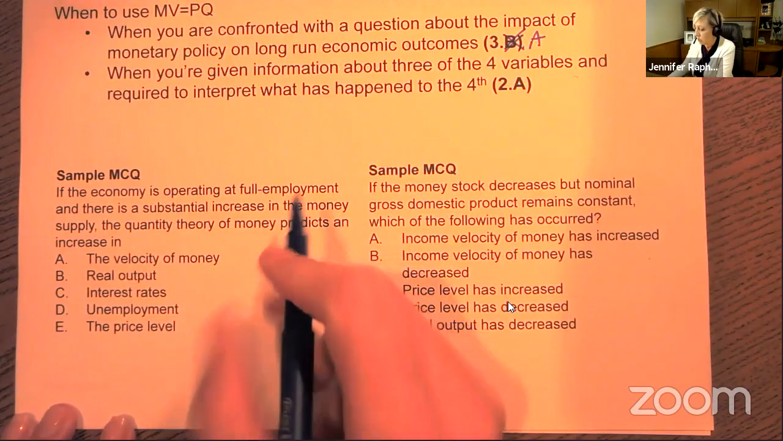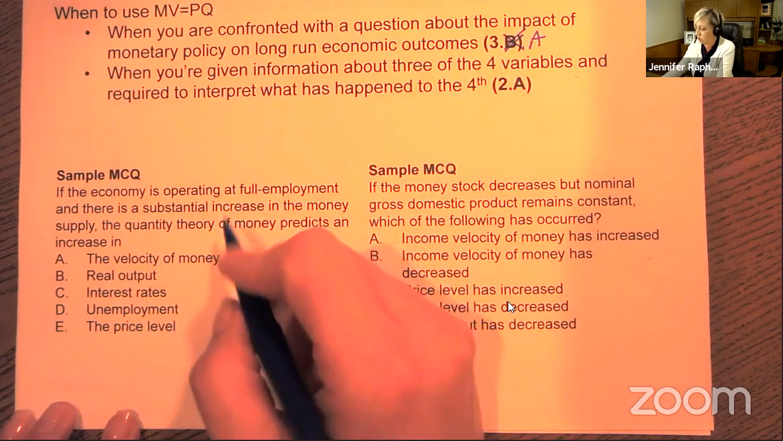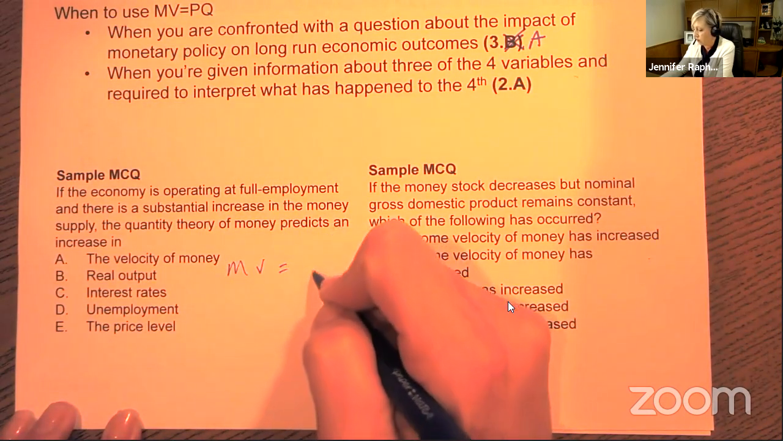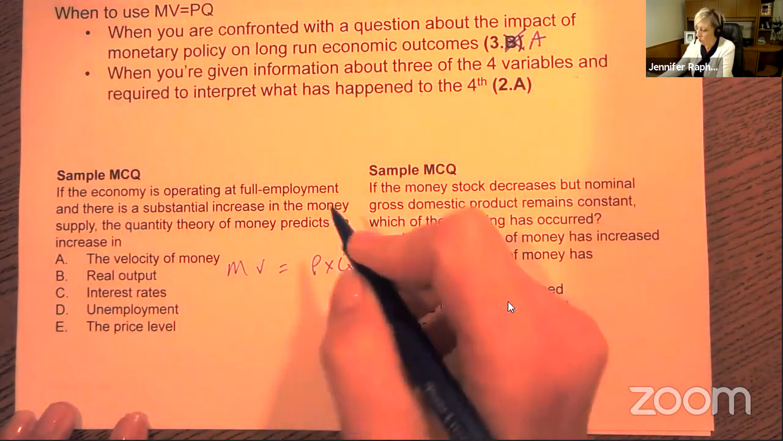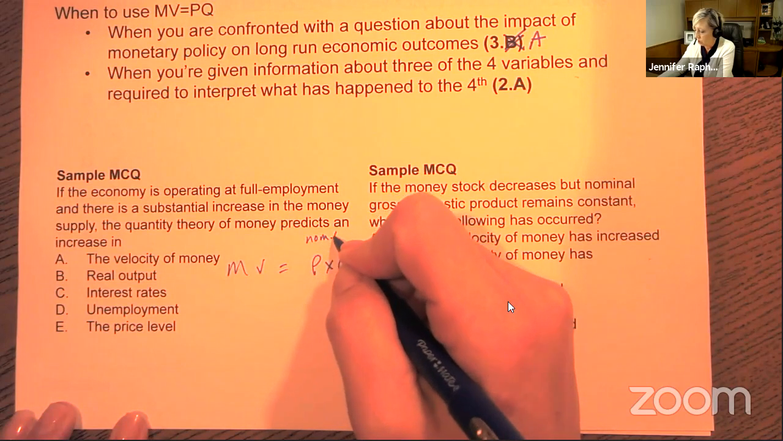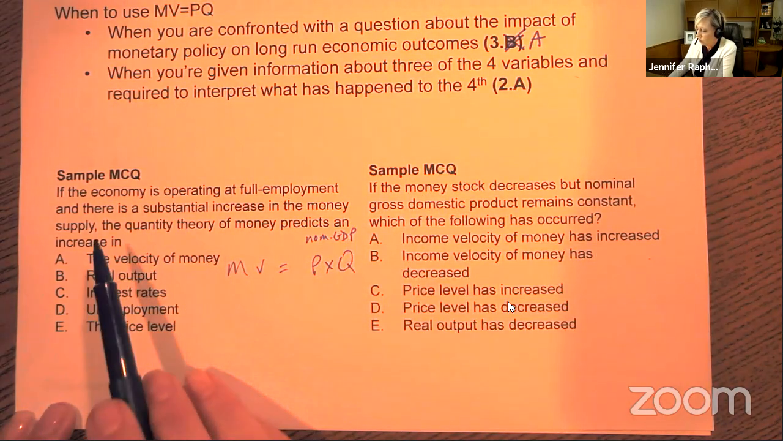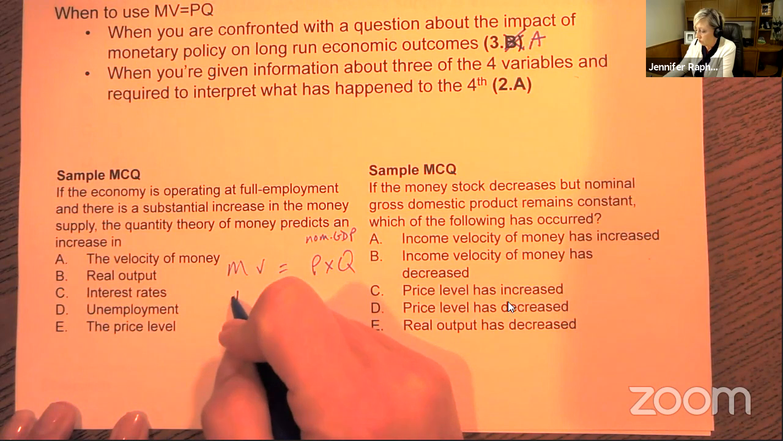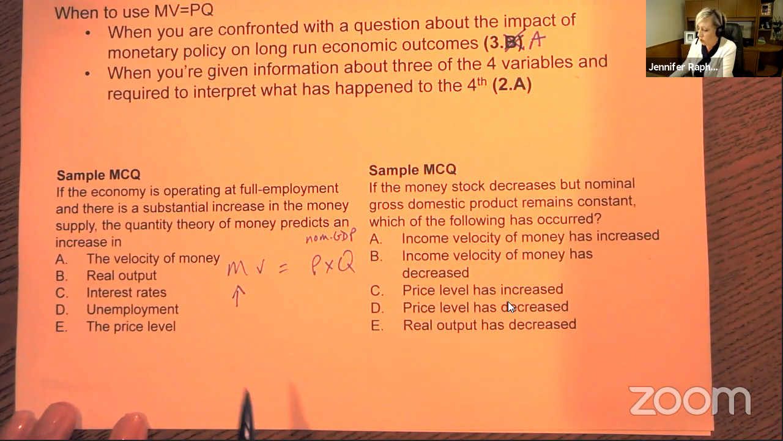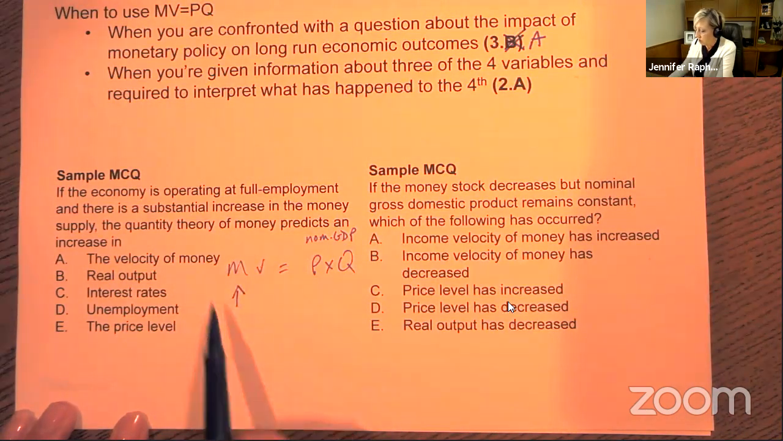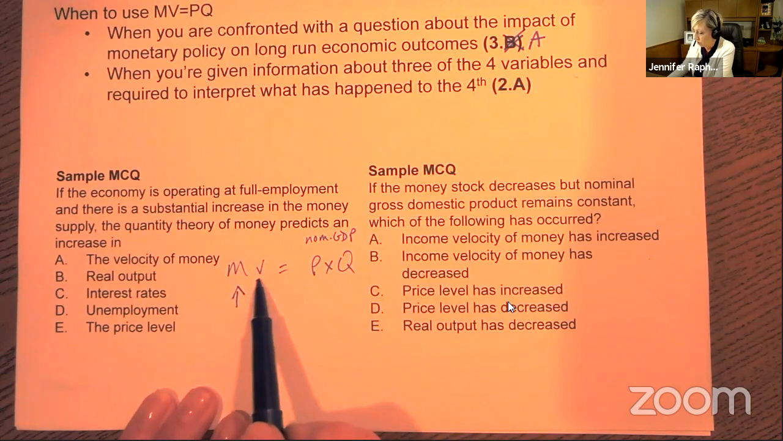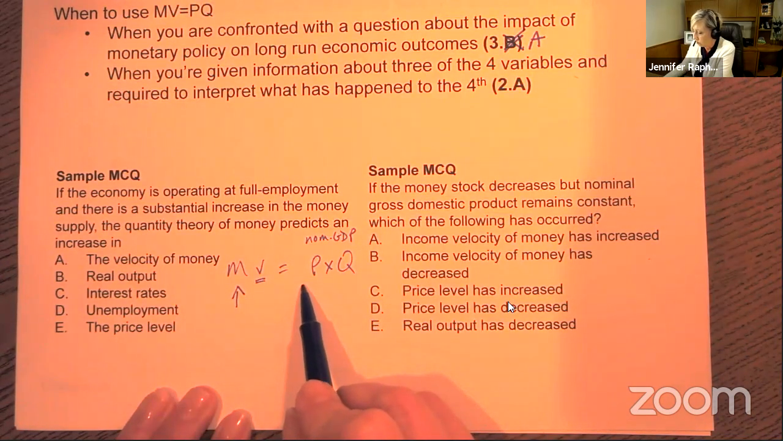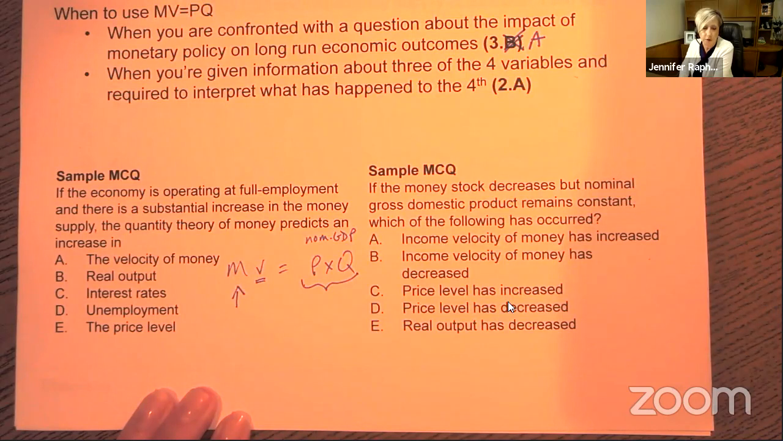Okay, the minute I see quantity theory of money in a question, the first thing I do is sketch out MV equals PQ. And I also remind myself that this is nominal GDP. So there's a substantial increase in the money supply, so M is increasing. What does the quantity theory of money predict? If the velocity of money is constant, it's going to predict an increase in nominal GDP.